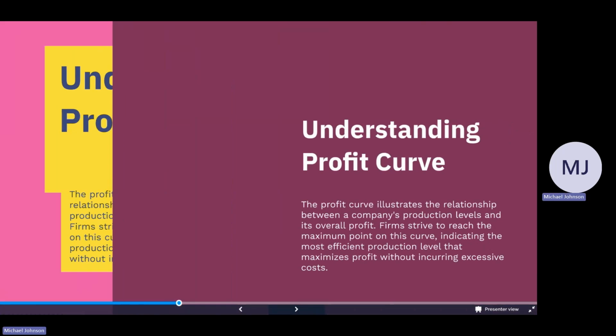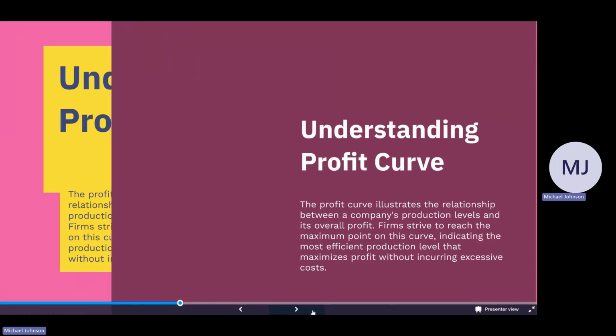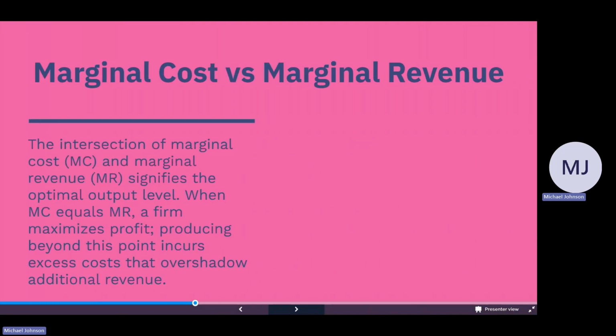Understanding profit curve. The profit curve illustrates the relationship between a company's production level and its overall profit. Firms strive to reach the maximum point on this curve, indicating the most efficient production level that maximizes profit without incurring excessive costs.